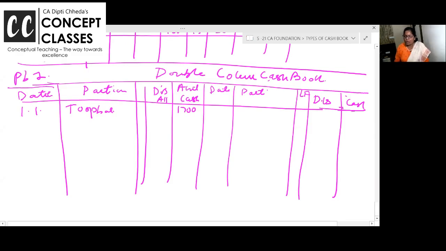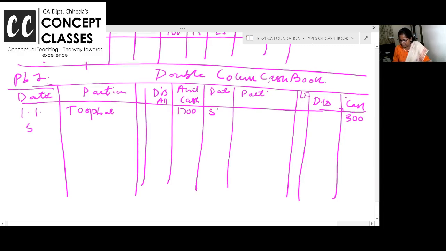Now, 5th of January, paid to Raj 300, right on the credit side. 5th of January, paid to Raj 300. And discount allowed by Raj is 10. That's actually discount received. 8th of January, purchase the goods in cash.